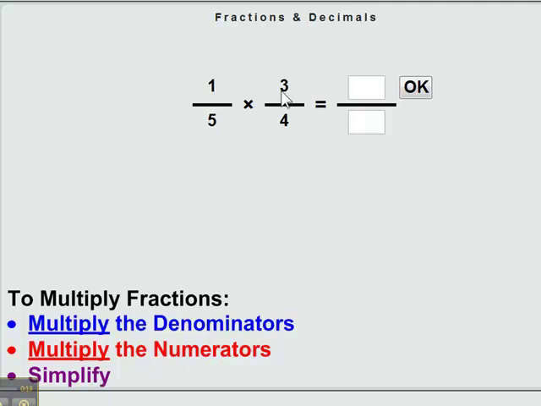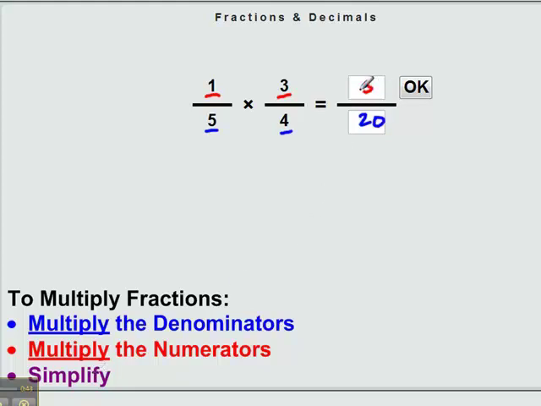1/5 times 3/4. First, we will multiply the denominators. That's the numbers on the bottom. 5 times 4 equals 20. Then we will multiply the numerators. 1 times 3 equals 3. 3/20 is our answer. Then we have to simplify.